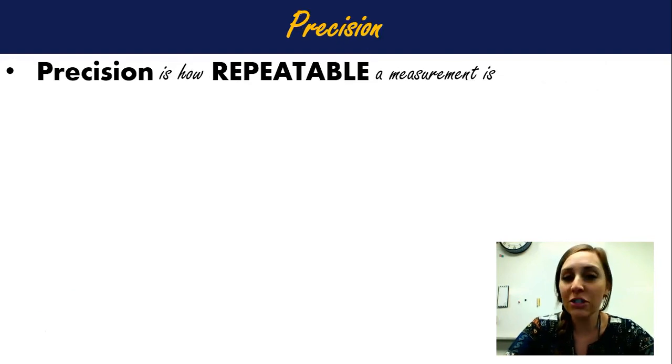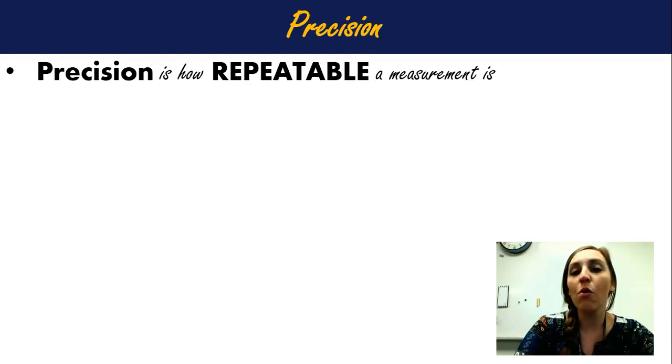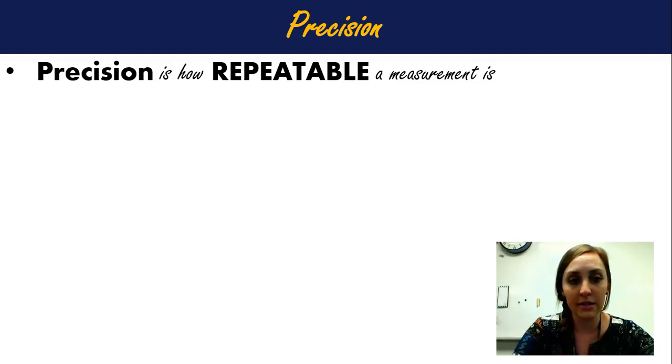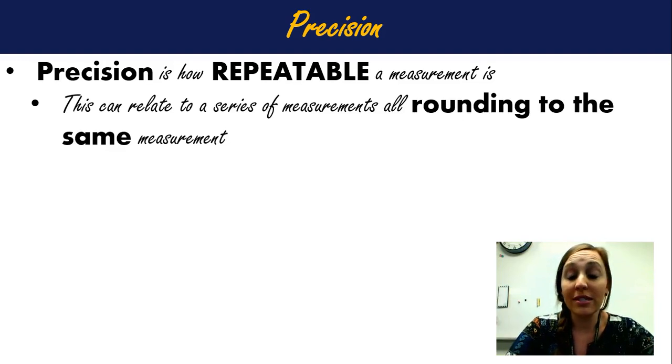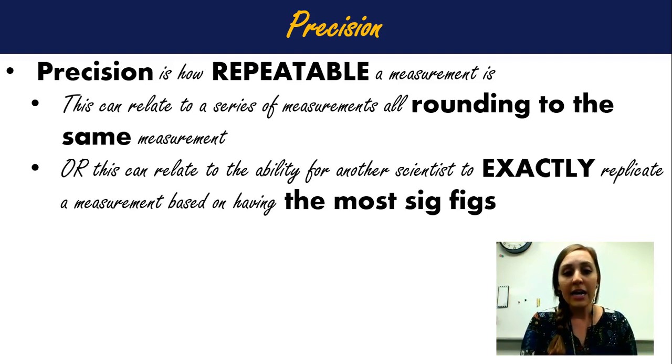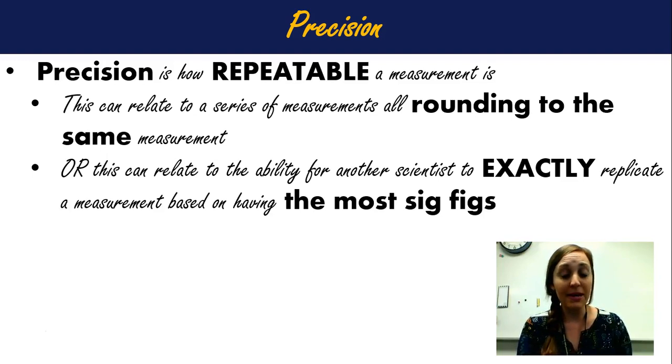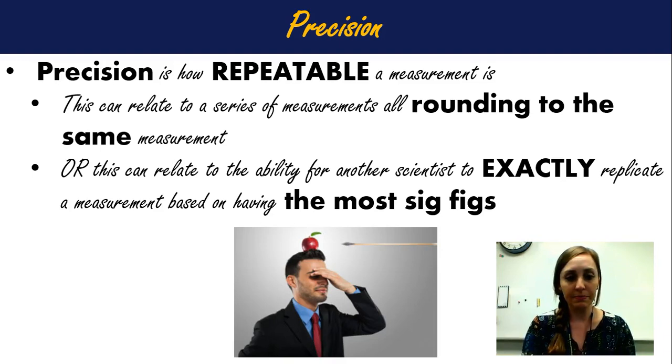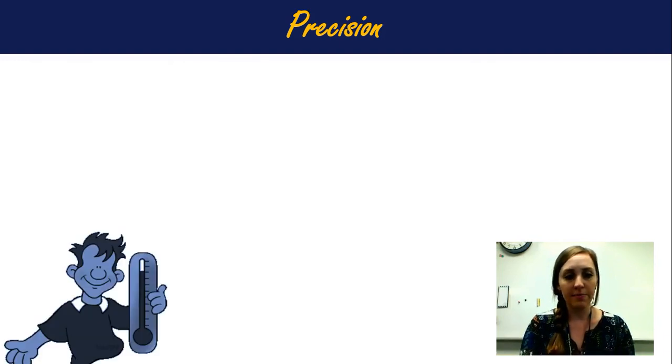All right, precision, however. Precision is how repeatable a measurement is. And there's 2 types of ways to be precise. This can relate to a series of measurements, all rounding to the same measurement. So are you constantly getting the same thing? Or it can relate to the ability for another scientist to exactly replicate a measurement based on having the most sig figs. We're going to talk about the first definition first, so all numbers in all your calculations all rounding to the same measurement.